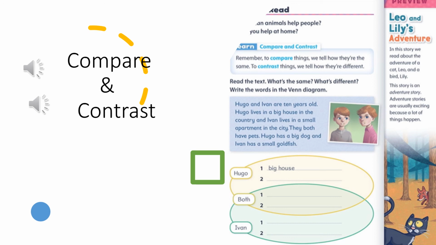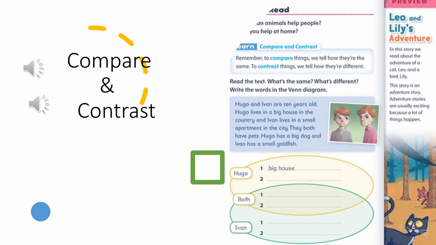Okay, next line. Hugo has a big dog and Ewan has a small goldfish. So this is different in both of them. What about Hugo? He has a big dog. So you will write down in the Hugo column, big dog. And Ewan has a small goldfish. So you will write down in the Ewan column, small goldfish.